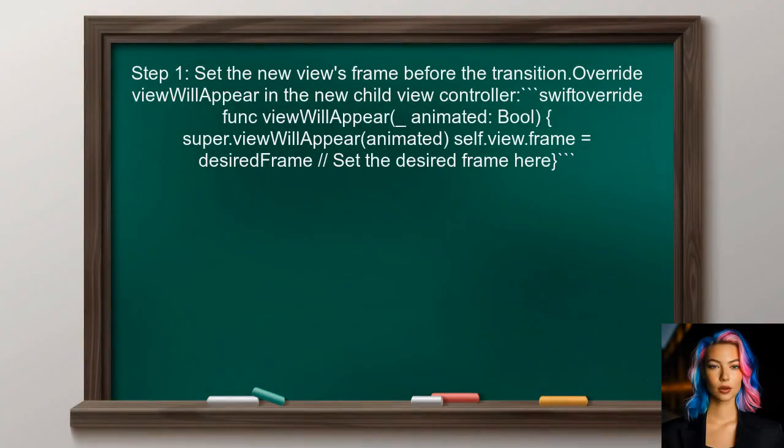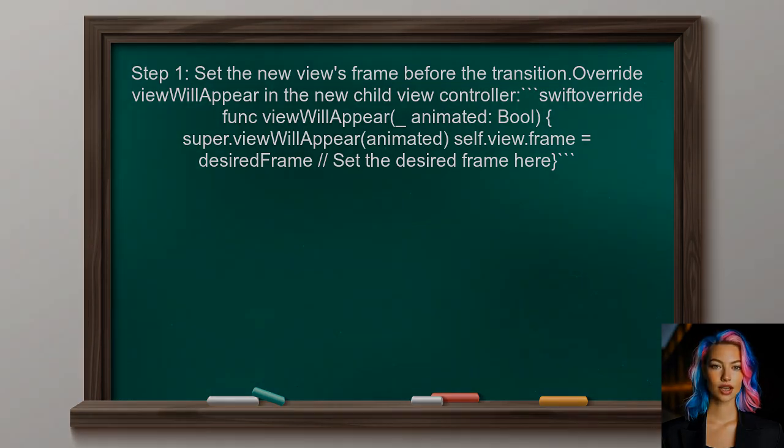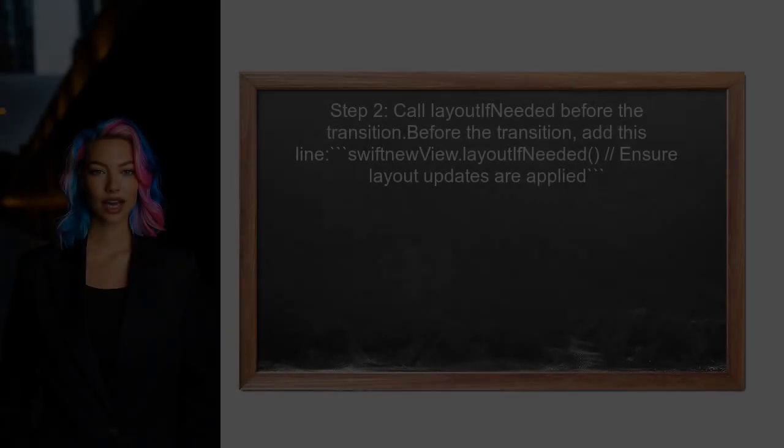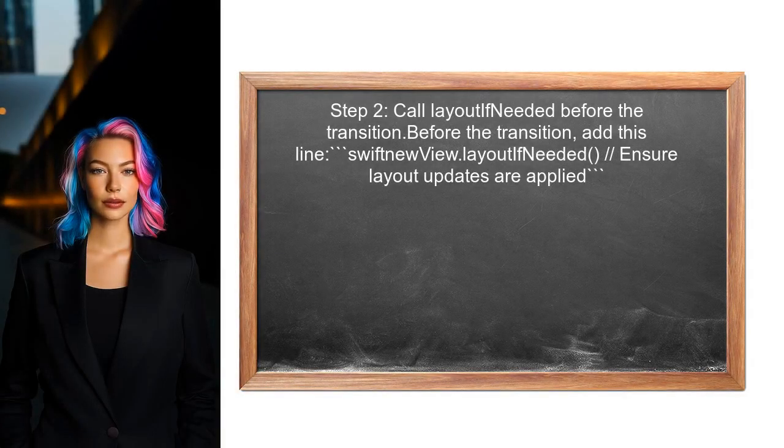To address the resizing issue, the user should first ensure that the new view's frame is set correctly before the transition begins. This can be done by overriding the viewWillAppear method in the new child view controller. Next, the user should call the layoutIfNeeded method on the new view before performing the transition. This ensures that the layout updates are applied immediately.